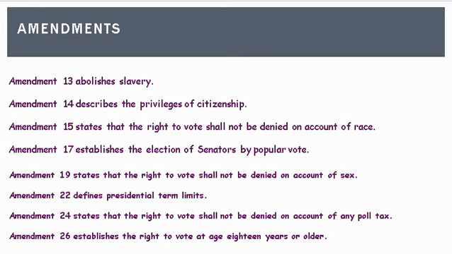Amendment 24 states that the right to vote shall not be denied on account of any poll tax, meaning you do not have to pay to vote. So just because you're poor doesn't mean you shouldn't be able to vote. And 26 said that you get to vote if you're 18 years or older. It used to be 21. They changed it to 18 because 18-year-olds were serving in the military.